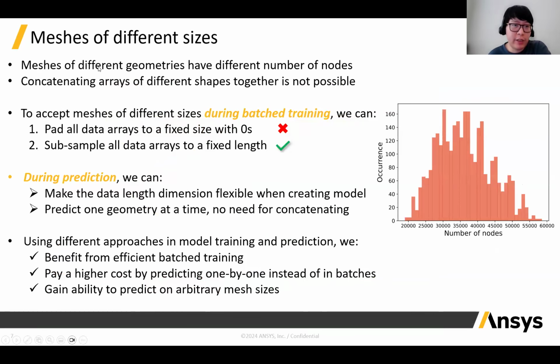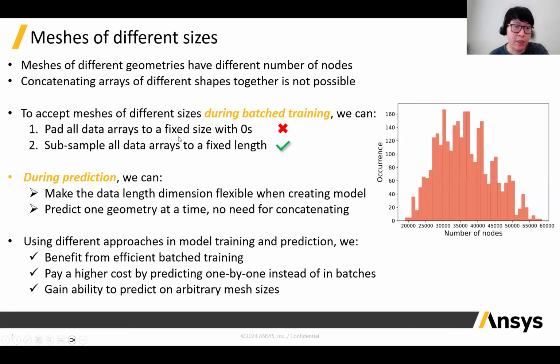Specifically, a big point we want to look at here is how we handle meshes of different sizes. Different geometries definitely have different numbers of nodes. So directly concatenating these arrays of different shapes together is not possible, because we simply cannot concatenate arrays of different shape into one big array. To accept meshes of different sizes during batch training, and the keyword here is during batch training, so we're talking about the training stage, there are two different things that we can do.